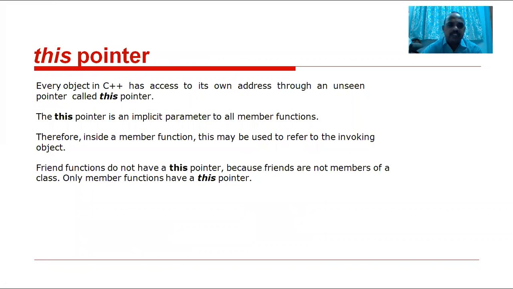Clear? Then the next one, this pointer, already we discussed in the previous unit. This pointer, friend functions. Clear? Remember all of you. This pointer is a pointer. It shows the current object. Already we learned in the previous example. Every object in C++ has access to its own address, through an unseen pointer called this pointer, unseen.